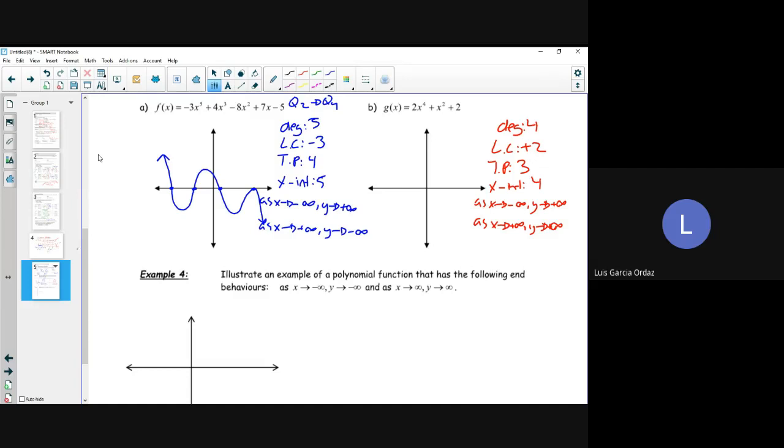So a rough sketch. So you have 3 turning points and 4 x-intercepts.